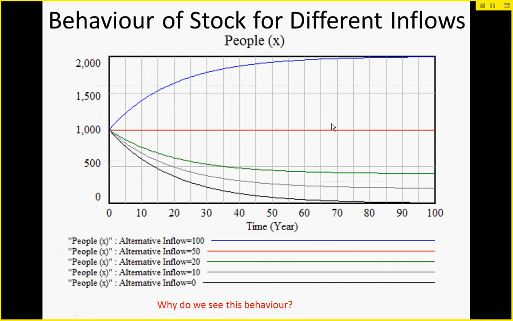Inflow equals outflow. Good. Okay. Is it 200? 20. Good. Thought process is exactly right. And where did that 20 come from? 1,000 times the... Yeah, exactly.